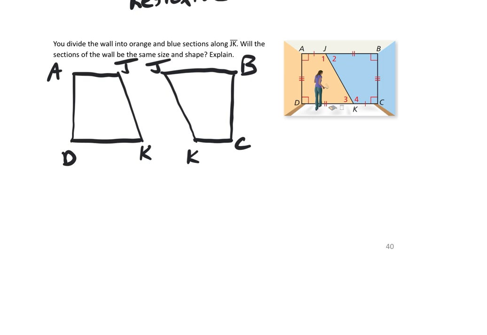Well, the good news is some of the stuff is already labeled, right? So as I look at this, AJ and KC are marked the same. They're congruent. JB and KD have the same markings. So we know they're congruent. BC is congruent to AD. They're congruent. Let's focus on sides right now, and then we'll go to angles.